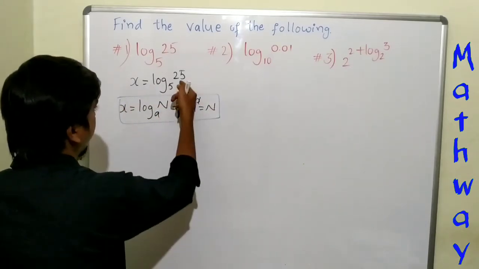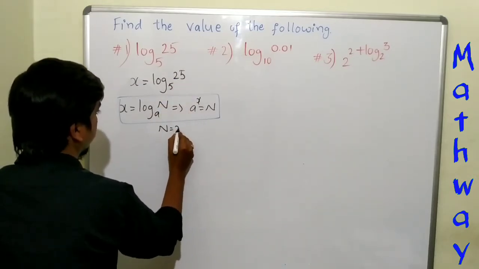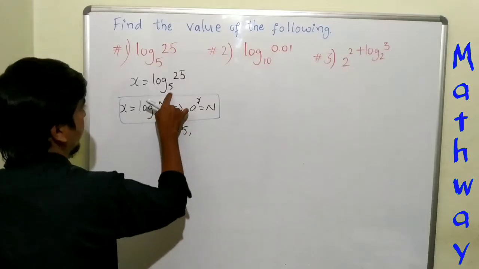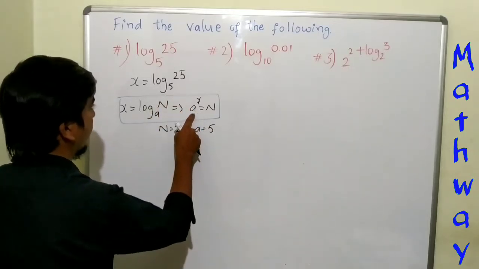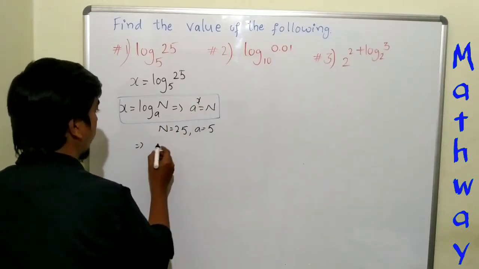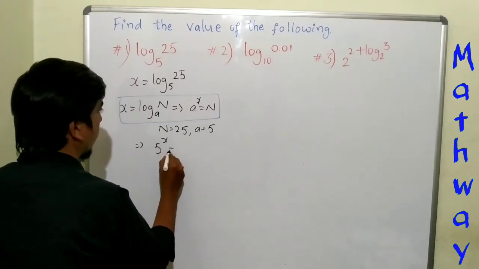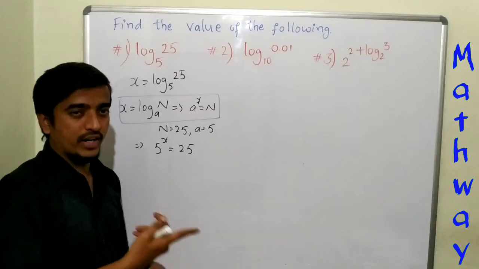So by comparing these two, here n is 25 and a is the base, a is 5. So now subtract in this way, a power x, it means what is a? 5. 5 power x equal to n. N is 25. So this 25 is nothing but the 5 square, no?